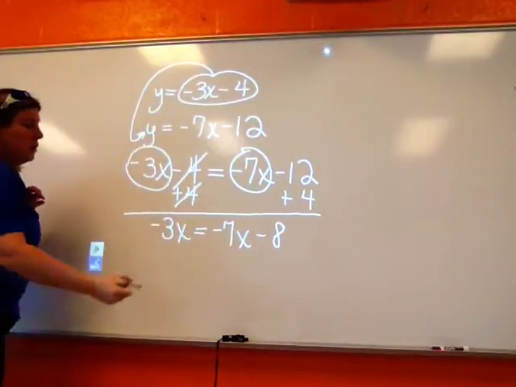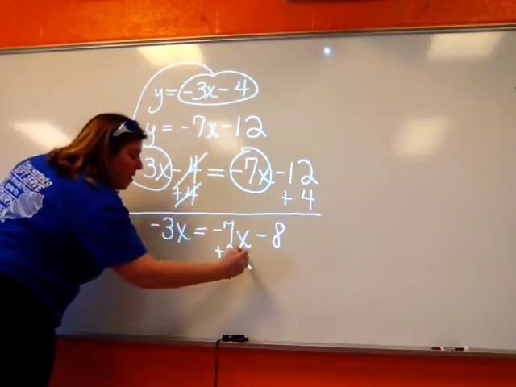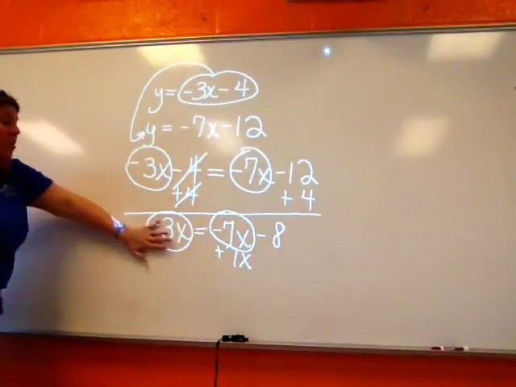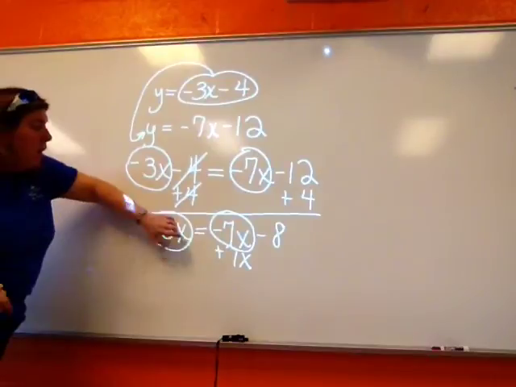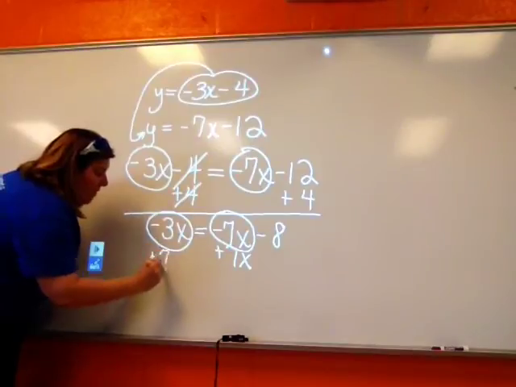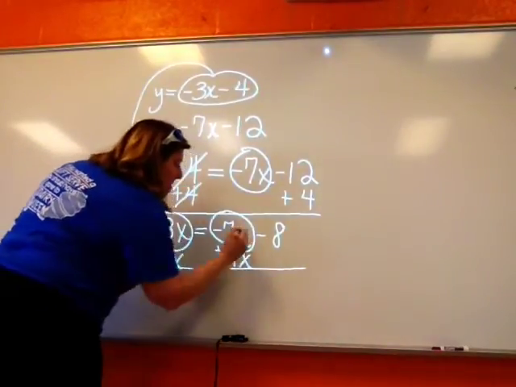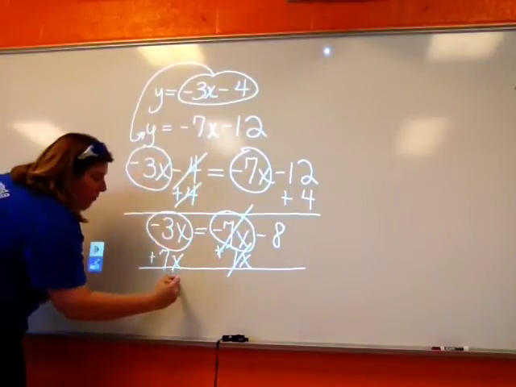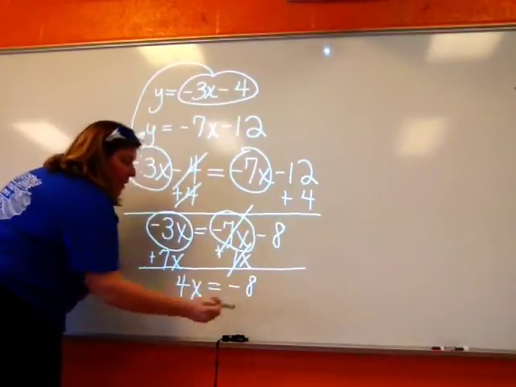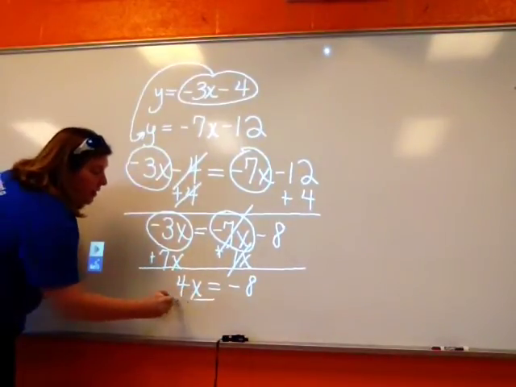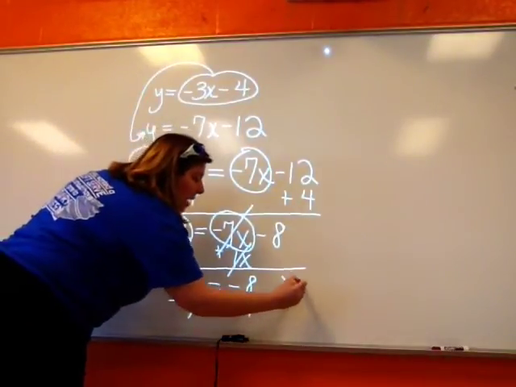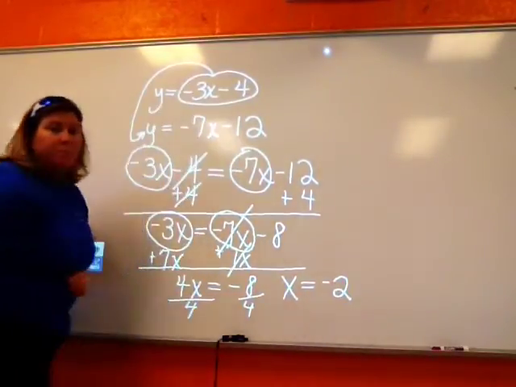I'm then going to add my 7x, and the reason I chose to add my 7x is because, again, here are my x's. This x is already by itself, so that means this one needs to come over here and join it. So I'm going to add 7x to both sides. Those are going to cancel out. It's going to leave me with 4x, because negative 3 plus 7 is 4x, is equal to negative 8. The last thing for me to do is now divide by 4. And when I divide by 4, I'm going to get x to be negative 2.